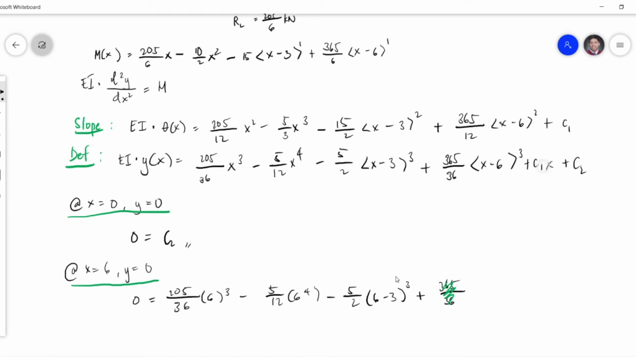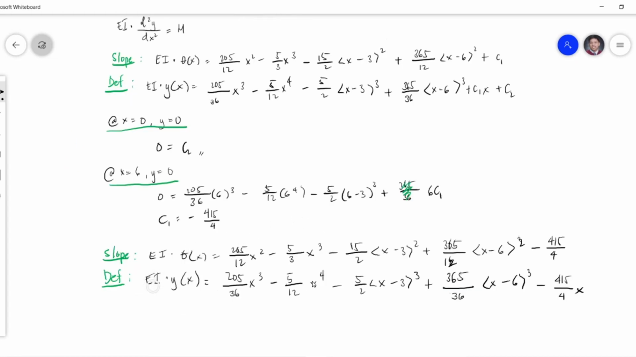Plus, we have C1 times 6. So, 6C1. Yung C2, disregard na rin natin kasi 0 lang naman yan. So, solving for C1, we have negative 415 over 4. So, ito na yung C1 natin, ito na yung C2. Pwede na nating i-rewrite yung ating slope and deflection equations. Okay, so nare-write na natin yung ating slope and deflection equations.